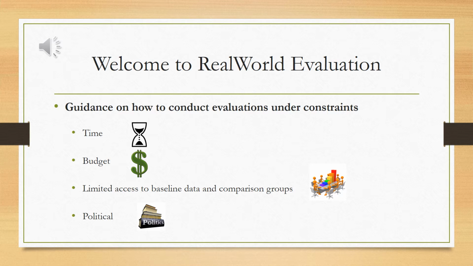So the book basically provides an approach for the evaluator to use when they're conducting an evaluation. And the approach is called the real-world evaluation. The reason why they created this approach is that when conducting a program evaluation, evaluators usually encounter four constraints. Those four constraints are budget, time, limited access to baseline data and comparison group, and the fourth one is political influence. So the real-world evaluation approach can help tackle each of these constraints and come up with an outcome that will be useful to the evaluator.